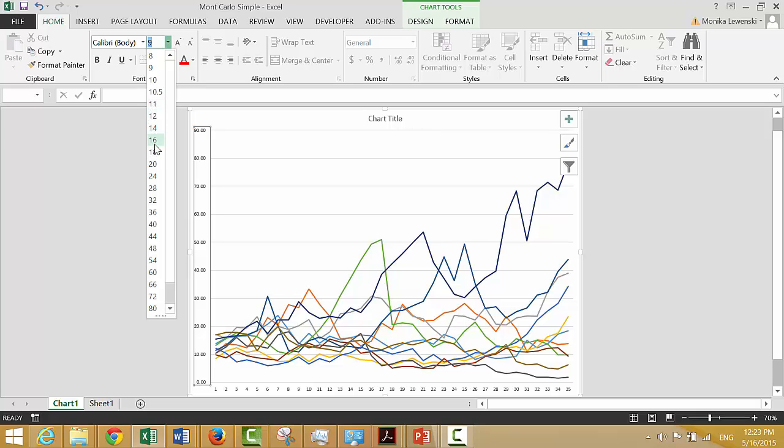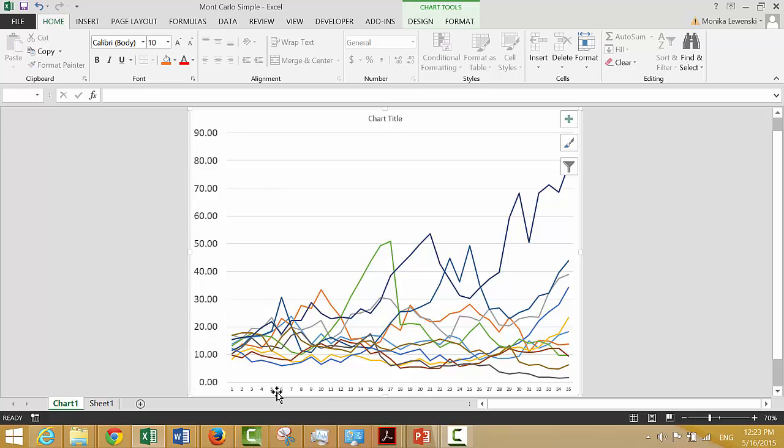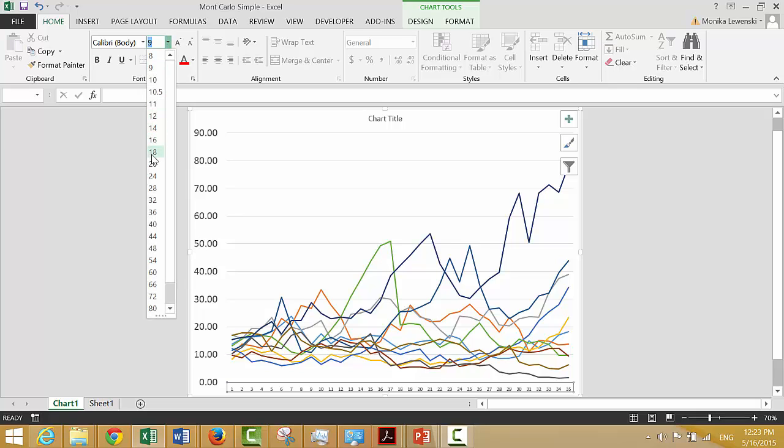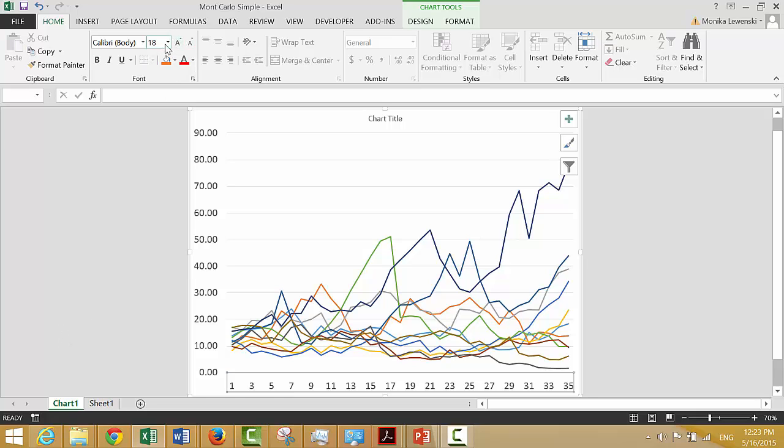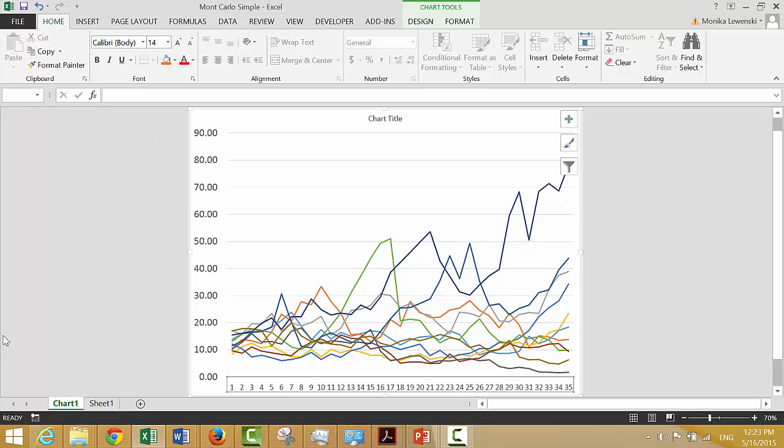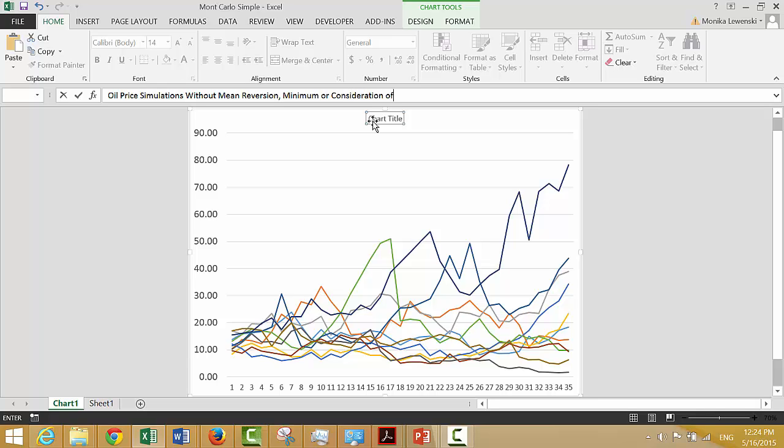I have to go catch my plane, so this is only the first of a series of Monte Carlo simulations. Here's what I want you to remember about the Monte Carlo simulation. I think they can be interesting, I really do, but only if you incorporate some sensible economics into your analysis. So this had kind of the low prices, and I put: oil price simulation without mean reversion, minimum, or consideration of production cost.